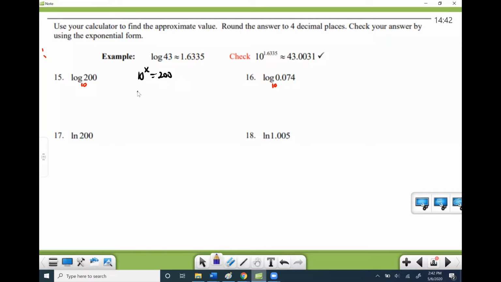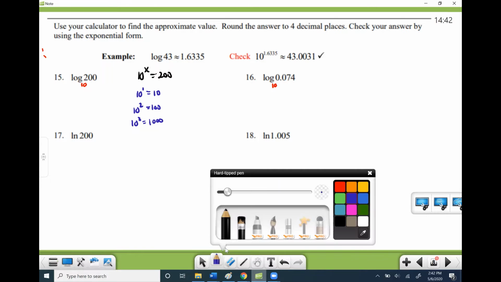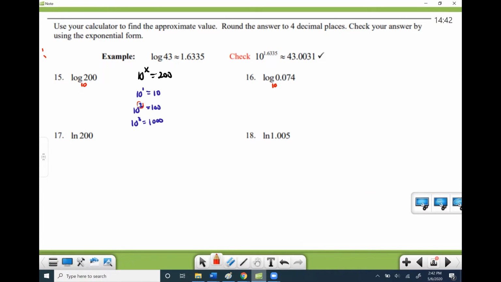Well, let's see here. I know 10 to the first is 10. So it's got to be bigger than 1. And I know 10 to the second is 100. Okay, it's got to be bigger than 2. 10 to the third gets me 1,000. Okay, I've gone too far. So it's got to be somewhere in between these two, you guys. It's got to be somewhere in between 2 and 3. And my guess is closer to 2, right? Because it's a little bit closer to 100 than it is to 1,000, you guys. So something closer to 2 is what I would guess.